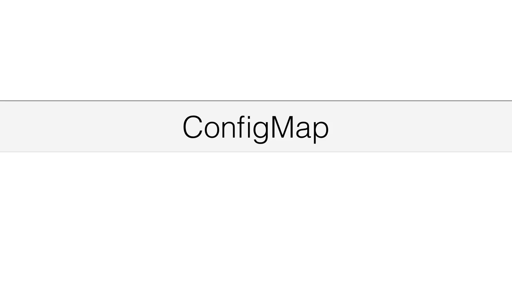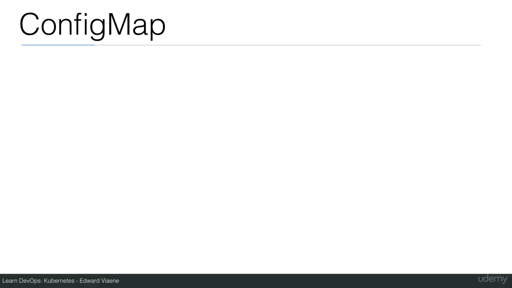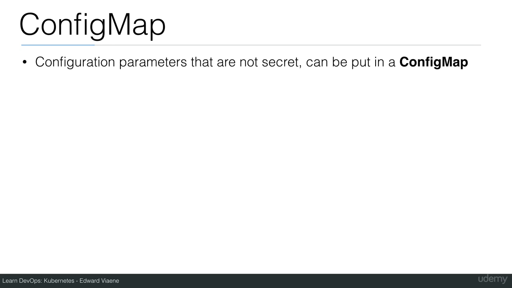I will now be talking about config maps. Configuration parameters that are not secret, not like credentials, can be put in a config map. The input is again a key value pair. Just like credentials, you had username, password, here we have another key value pair.